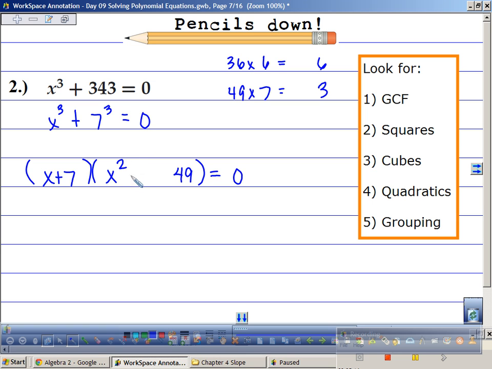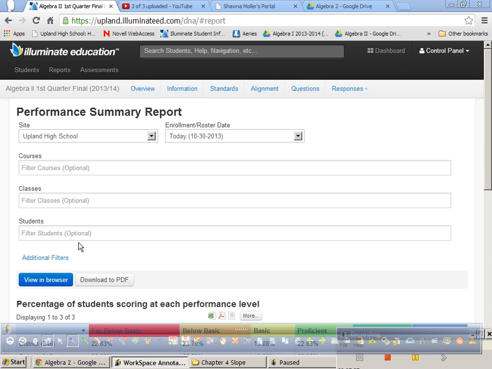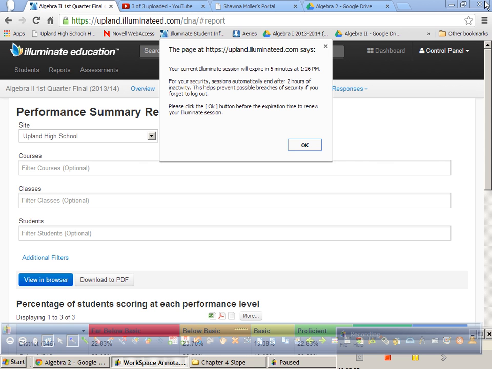So what goes here? Negative or positive? Negative, because they have to cancel each other out, right? Just like we did in that first exercise. And what's this going to be? Yep. Now we've got to solve for these. I can solve for this pretty easily. X plus 7 equals what? Uh-oh.